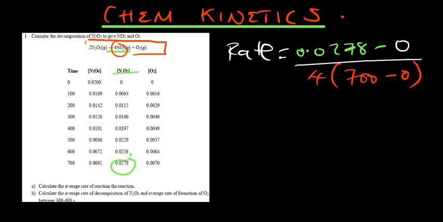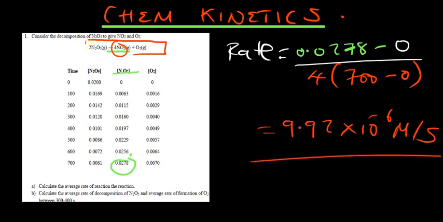0.0278. I'm getting 9.92 times 10 to the power negative 6. So irrespective of what I've used, whether the reactants or the product, I'm still getting the same answer. So it's all up to you, ladies and gentlemen, to choose what you want to use. So you've seen that I've not added a negative under this part. Okay.